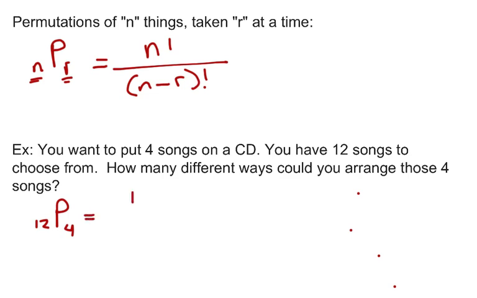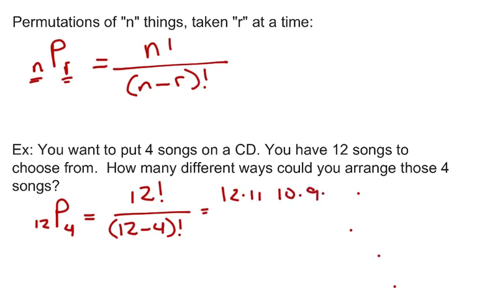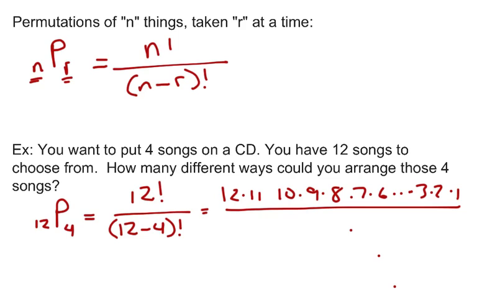Right. 12 factorial is on top, over 12 minus 4 factorial on the bottom. So it's 12 times 11 times 10 times 9 times 8, and I'm going to stop there because that's going to keep going. 8 factorial here. Why don't I just keep going? 8, 7, 6, all the way down to 3 times 2 times 1. And that's going to be divided by 12 minus 4 factorial, or 8 factorial, which is 8 times 7 times 6 times all the way down to 3 times 2 times 1.